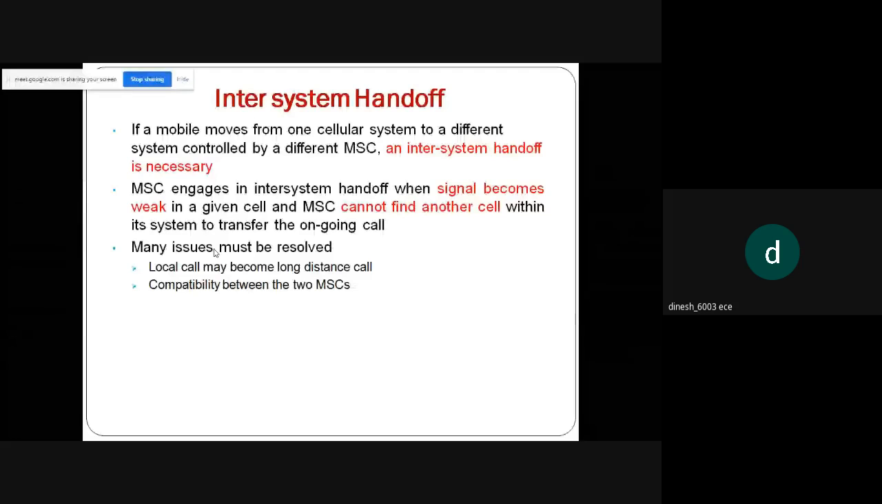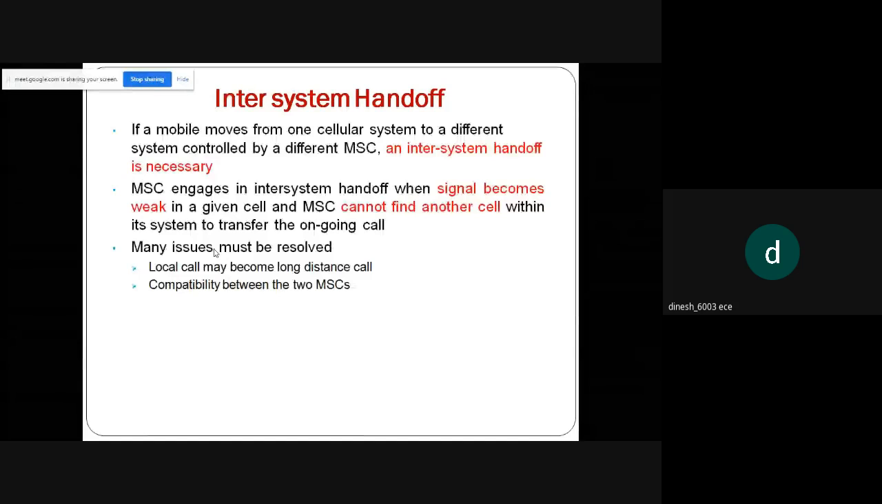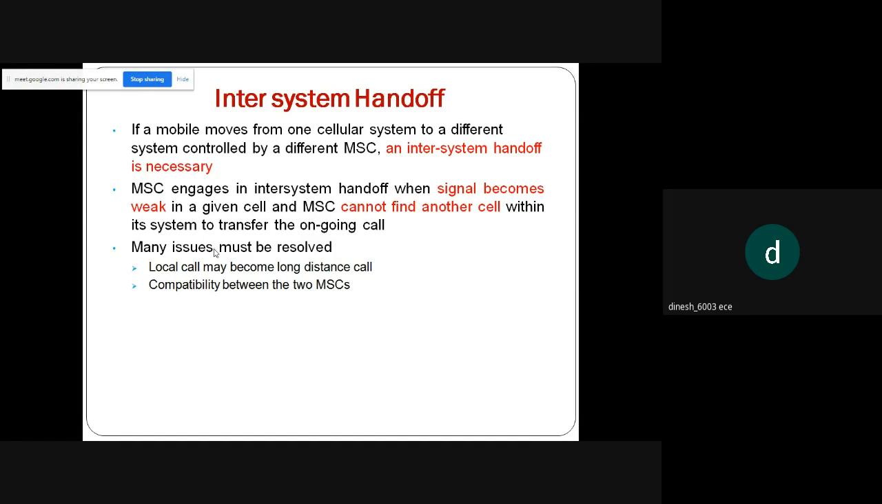Next we have an inter-system handoff. This is when a mobile moves from one cellular system to a different cellular system, so an inter-system handoff is necessary. In this case, a mobile switching center will engage in inter-system handoff when the signal becomes weak in a given cell, and the mobile switching center cannot find another cell within its system to transfer the ongoing call.